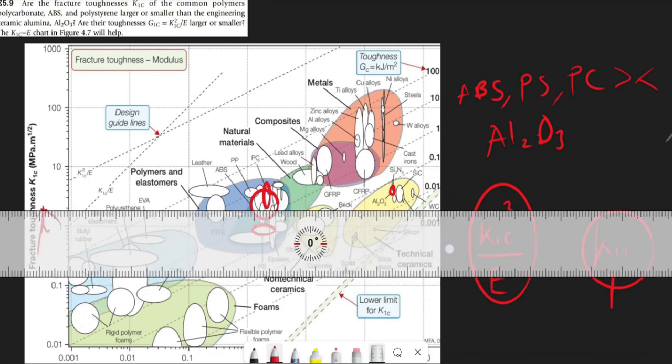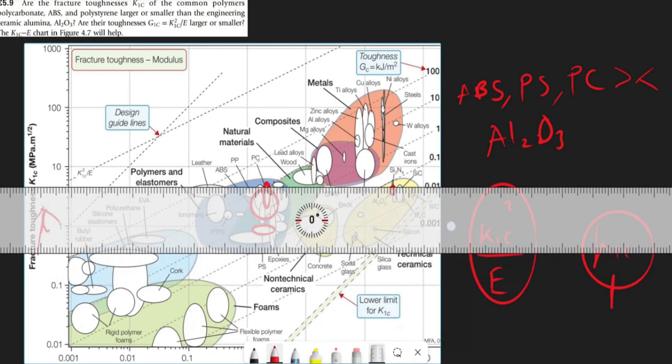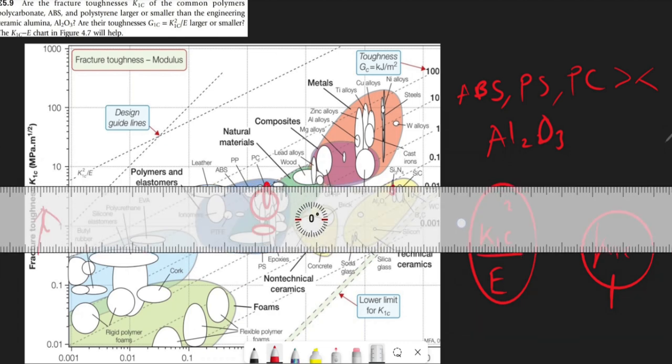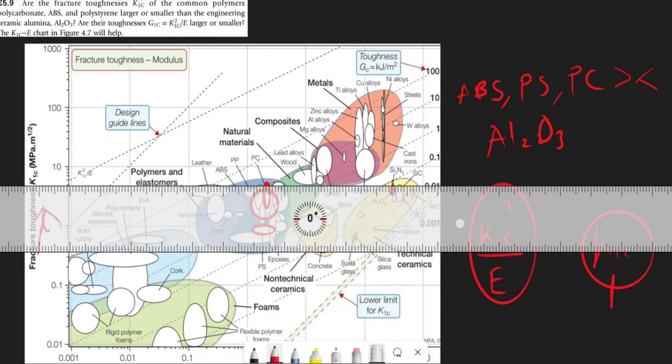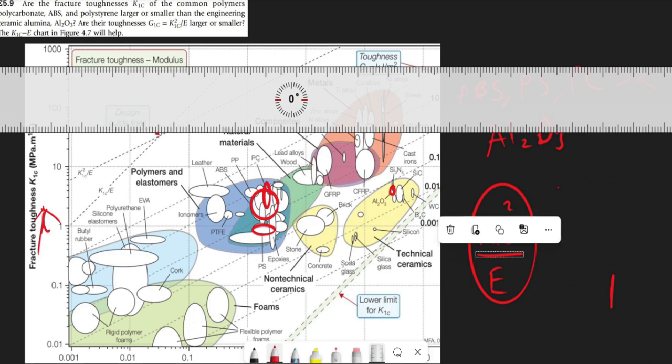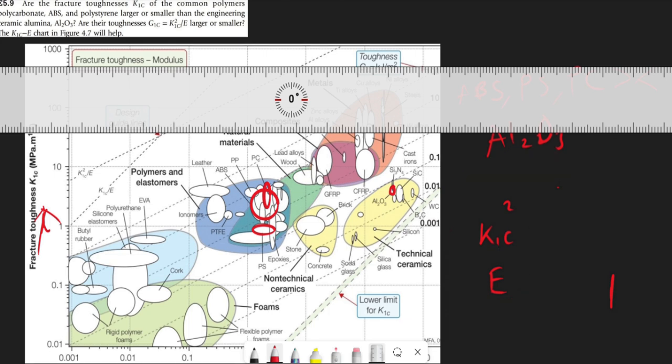Then you move your ruler up. As you're moving up, you get to a point where alumina and polycarbonate have a higher K1C than ABS. If you move it up a little bit more, you can see that they have similar K1C values. So here you can write down the result for K1C. Let me delete these marks and clean it up.